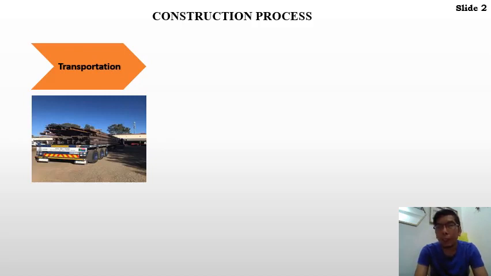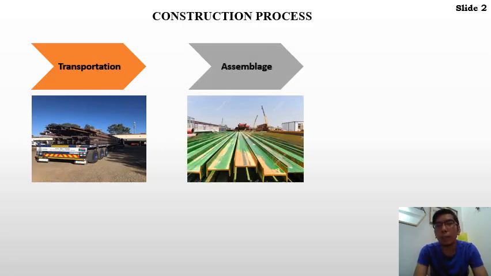So when the steel components have arrived on site, next we need to consider the assemblage process, whereby either we are going to straight away install or erect the components, or perhaps we need to store the components at a certain place, the storage place. So this is what we call an assemblage process.